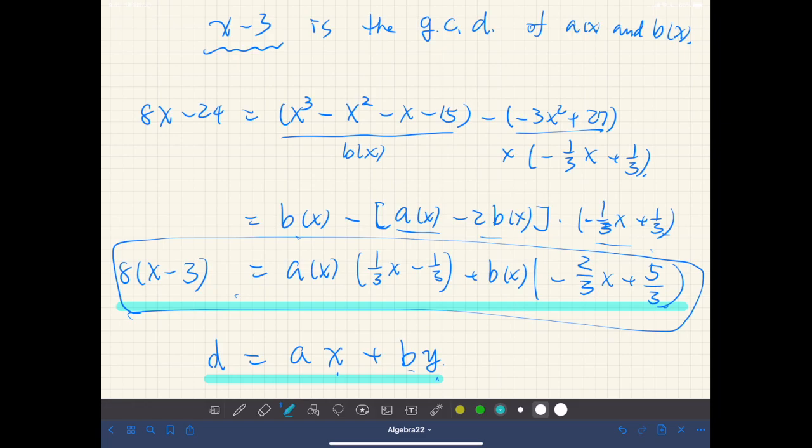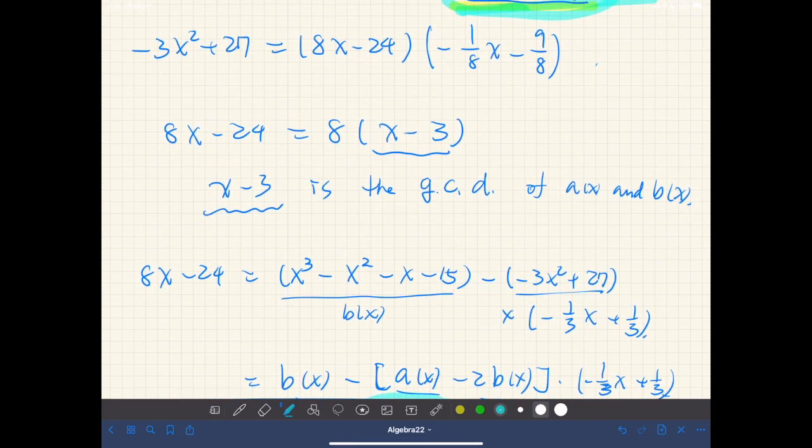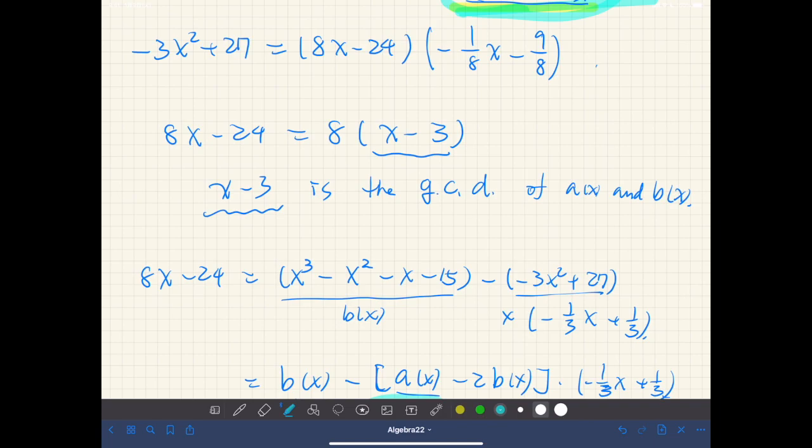In the case of polynomials, we have some constant multiple of the greatest common divisor is equal to one of the polynomials times some polynomial plus the other polynomial times some other polynomial. So this a corresponds to this, b corresponds to this, x corresponds to this polynomial, this y corresponds to this polynomial in this case. And of course we can prove the Euclidean algorithm for general polynomials, but it's a little bit tedious, so I would just skip it.